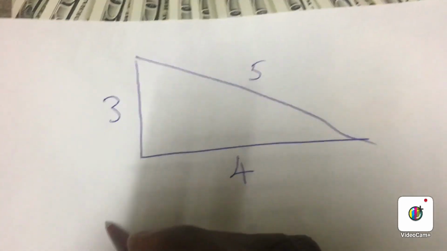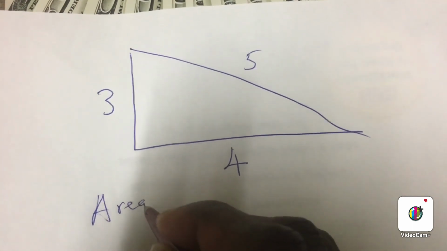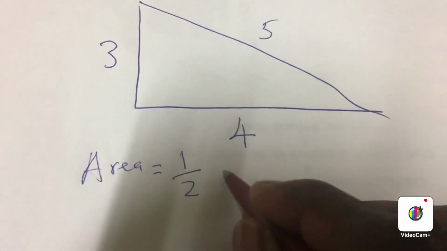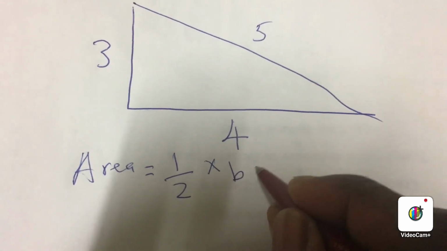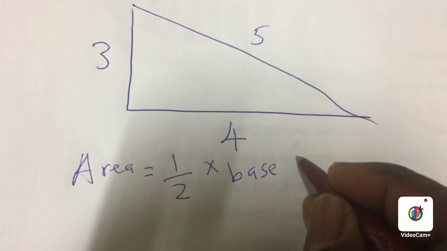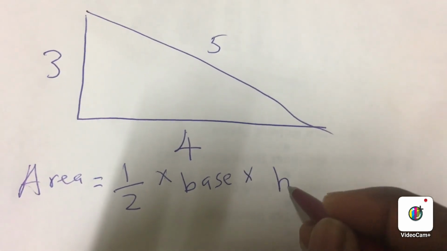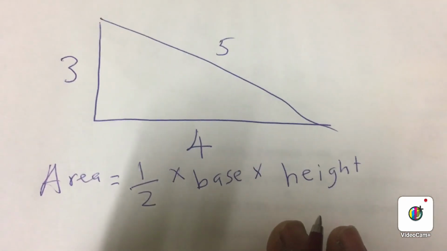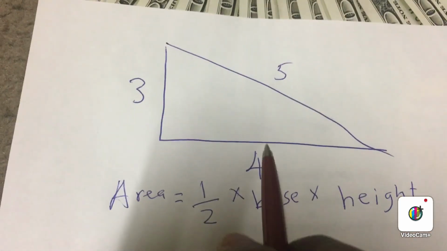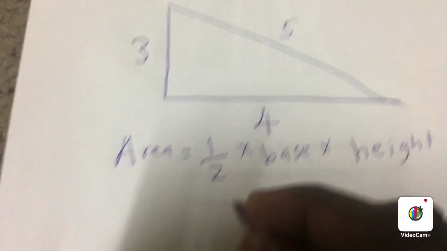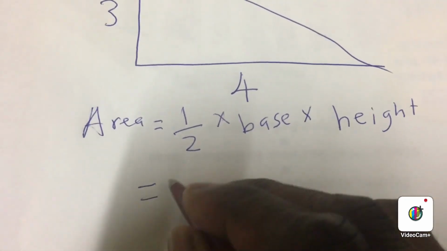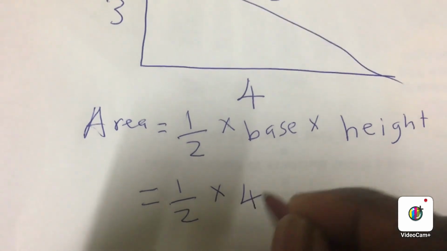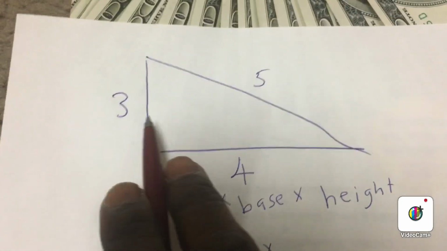So again, the formula is this: area equals half times base times height. Okay, so this is the base, this is the height. So the area for this triangle now becomes half times 4 times 3.